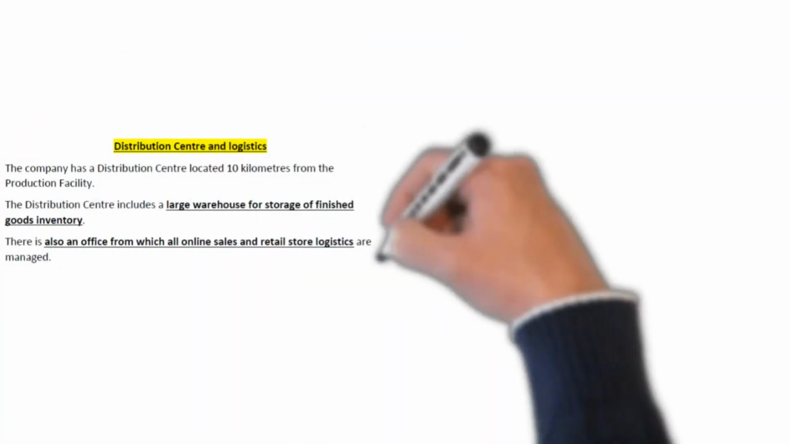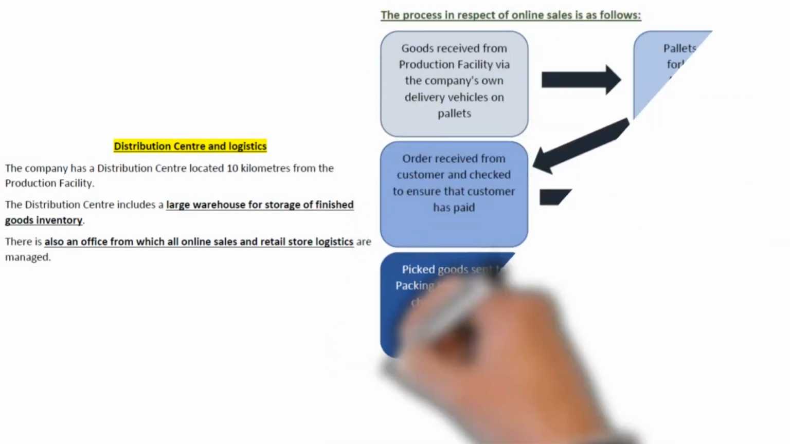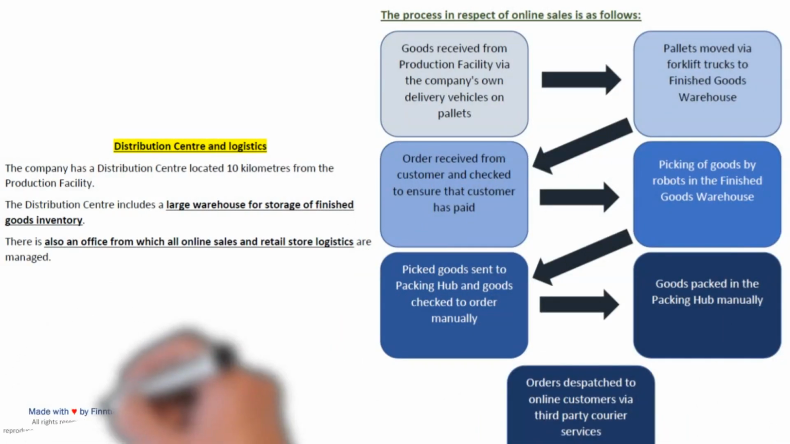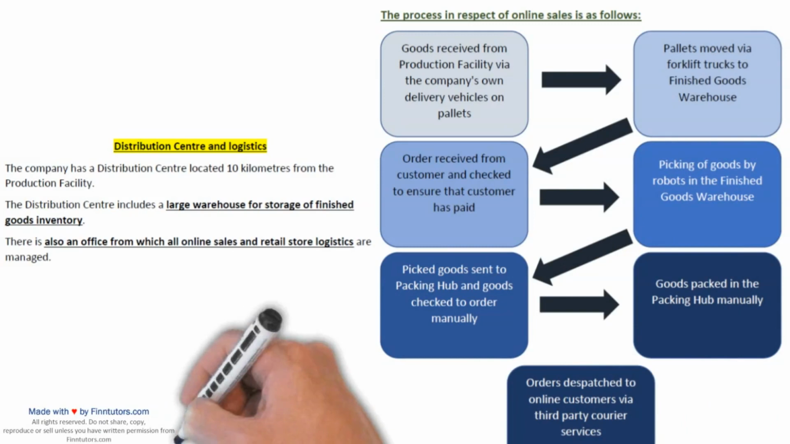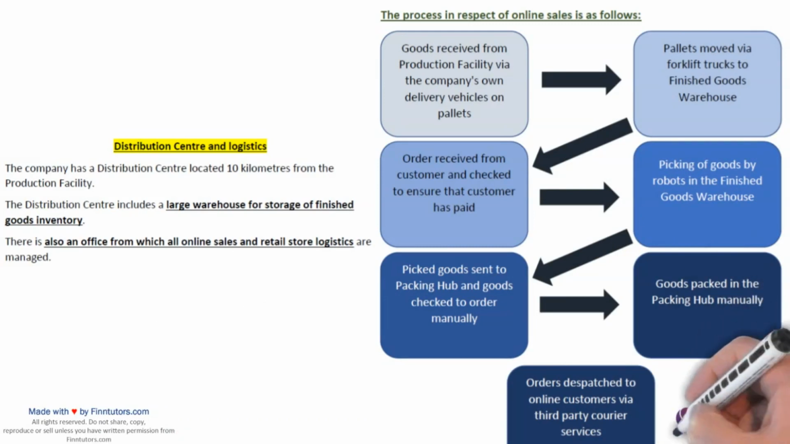Next subheading we now move to is distribution center and logistics. The company has a distribution center located 10 kilometers from the production facility. The distribution center includes a large warehouse for storage of finished goods. There is also an office from which all online sales and retail store logistics are managed. The process in respect of online sales is as follows.